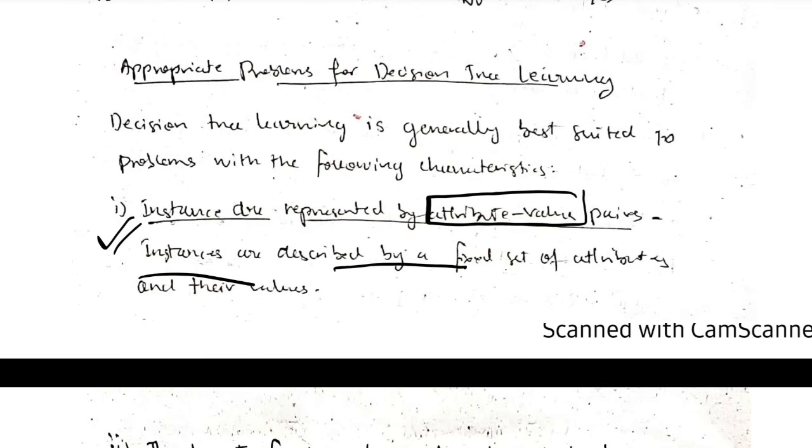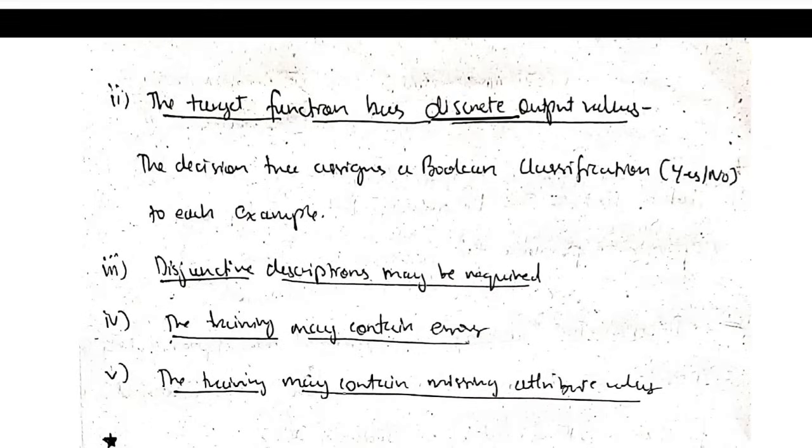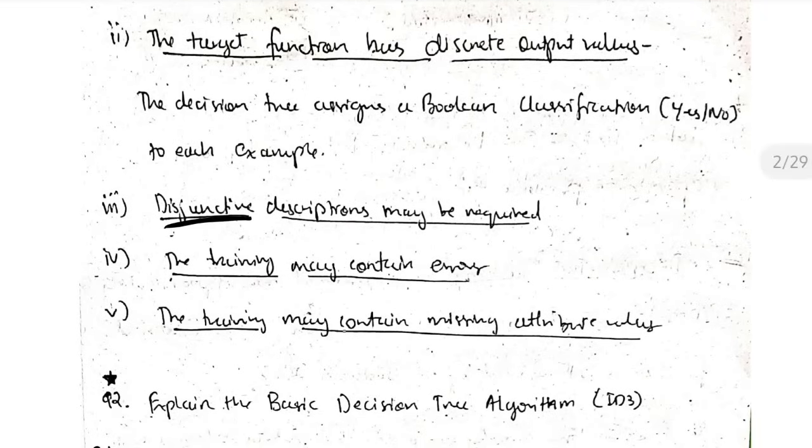Instances are described by a fixed set of attributes and their values. There may be some disadvantage which is not written here, but you have to remember that the attribute value pairs representation has some disadvantages. Next is that the target function has discrete output values. Discrete means yes or no. That is a disadvantage. Disjunctive means no connection. Disjunctive descriptions may be required. Connectionless descriptions may be required.